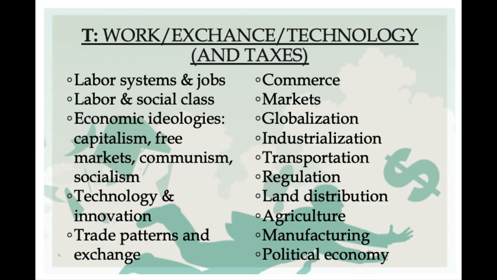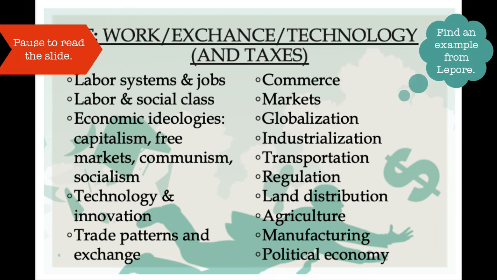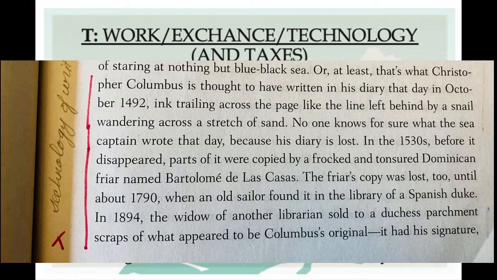T is for work, exchange, and technology. This is the only one that I had a hard time fitting into the CAMPSITE acronym because really, if I were just giving this a better title, I would call it economic history. But we needed something for the T. So students in the past have thought of it as tech and taxes, and that seems to get them oriented towards thinking about this as an economic theme. Here's where I see it in Lepore's text.